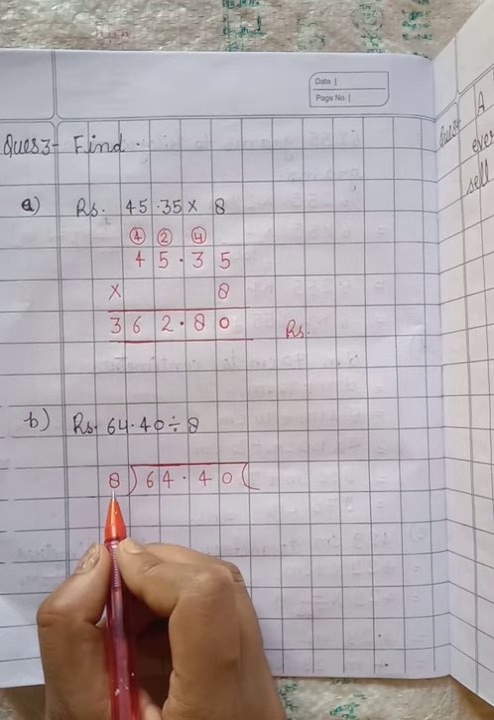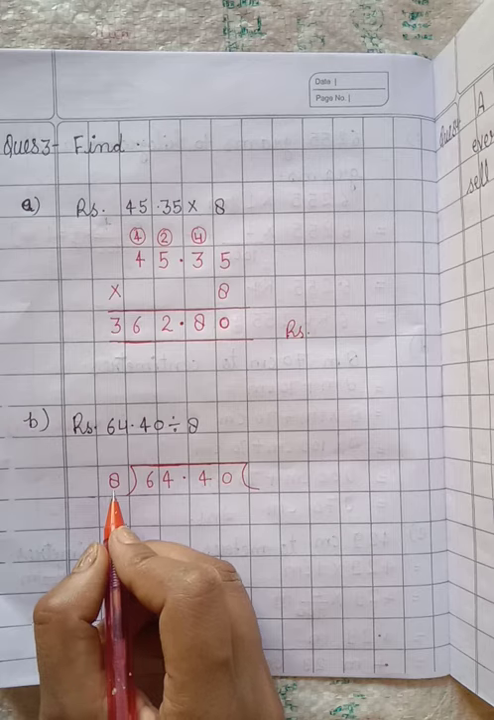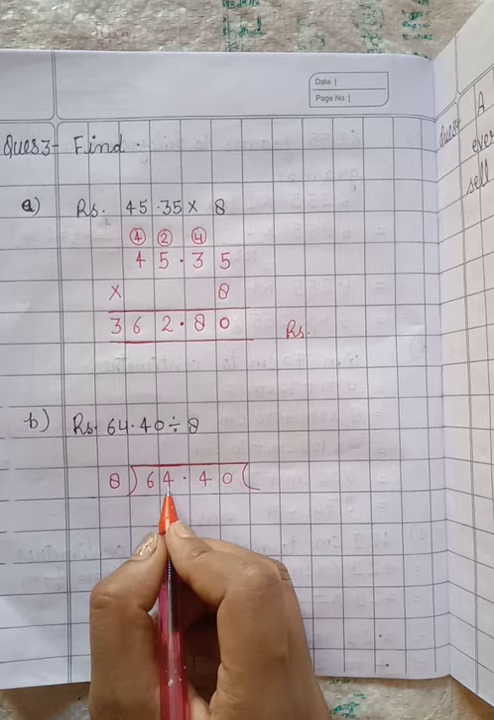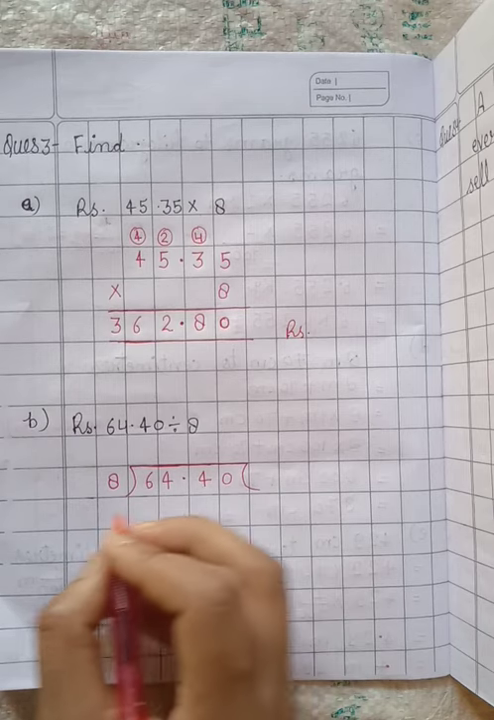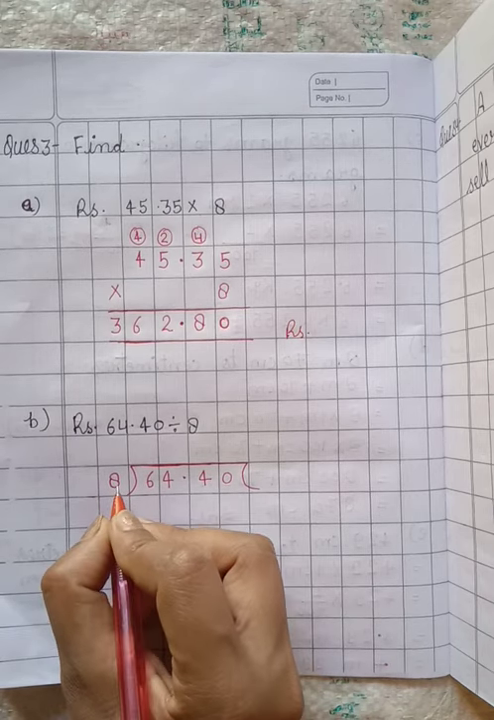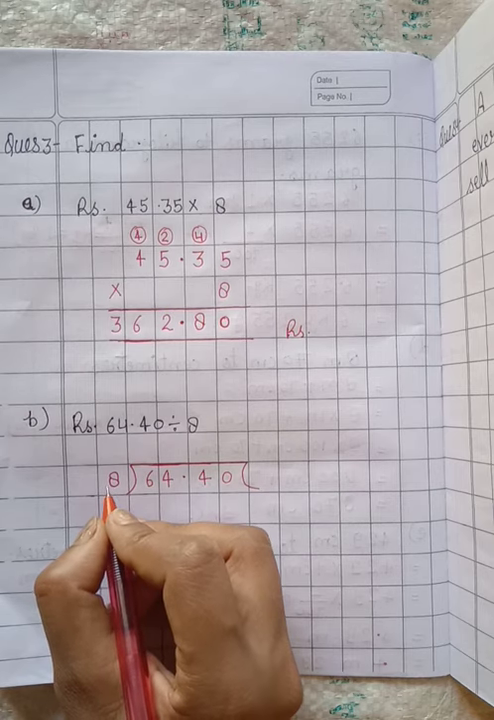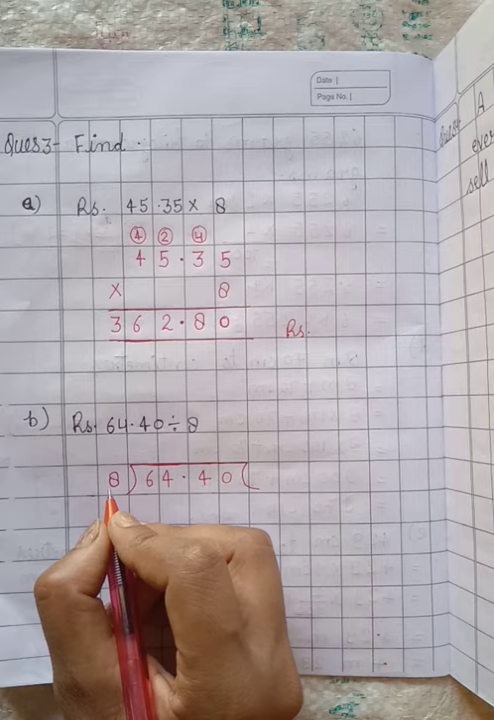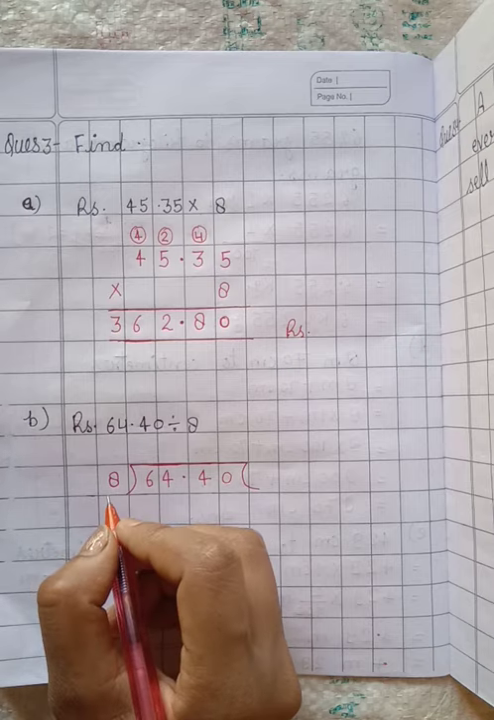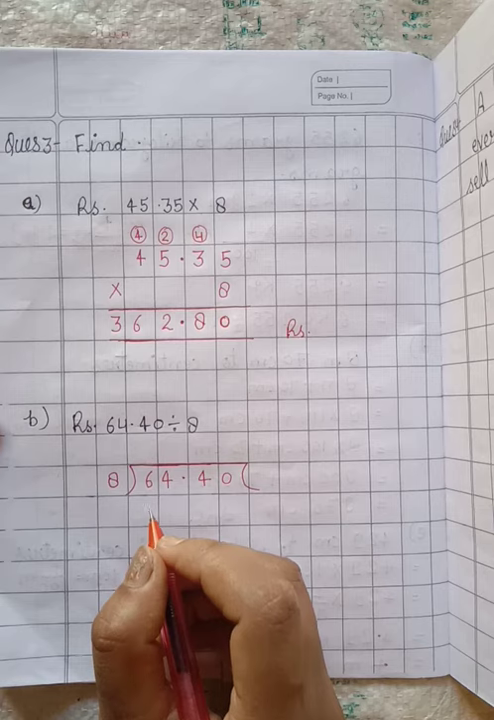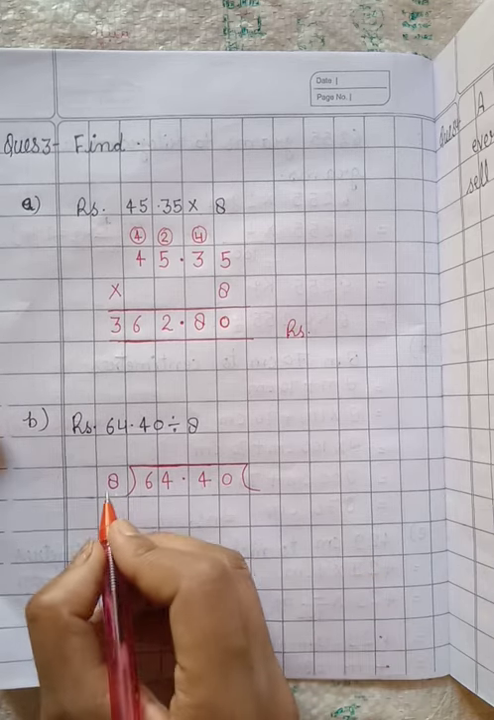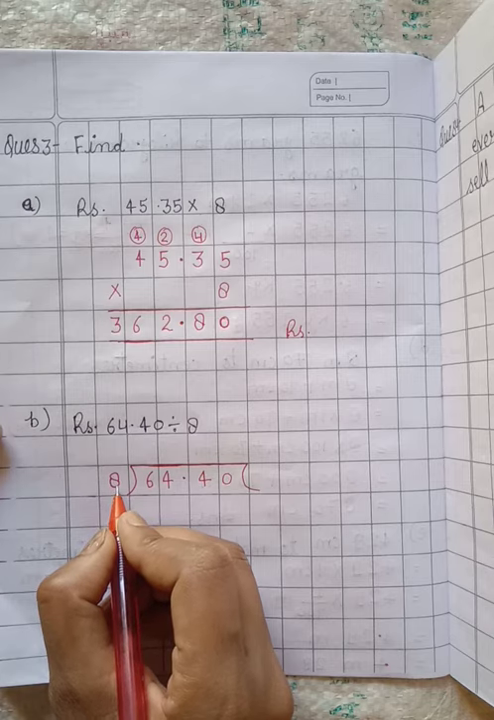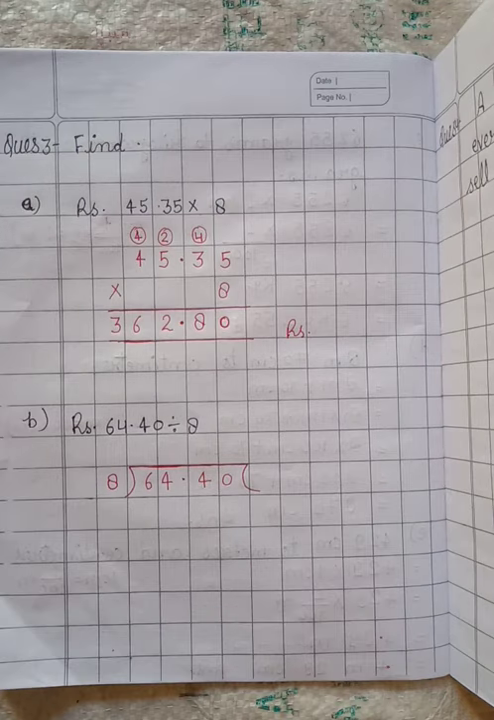So you can write it like this, 8, 64.40. So what we have to do? We have to do division. So recall the table of 8. I know you all have learned the table of 8 because now you are in 4th standard. And you have to learn at least tables 2 to 20. So recall the table of 8, and 8 8s are 64.